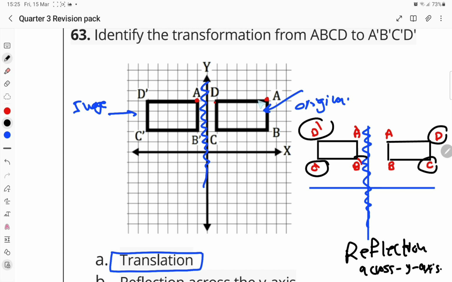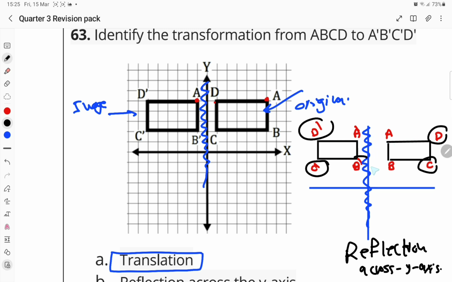Clear? So again, as long as they are in the same order, A, B, C, D, A, B, C, D, this is translation. It just moved without anything happening. Translation. But here, A, B, C, D, it is reflected to the other side. You notice that it acts like a mirror.